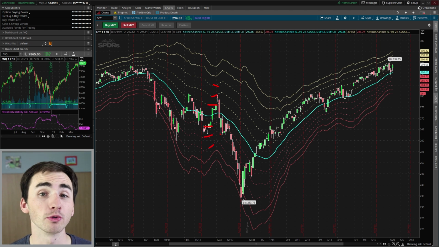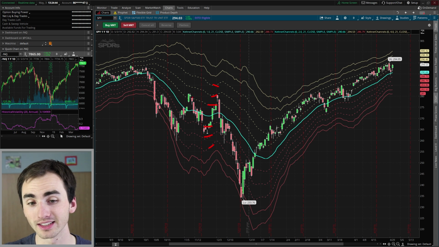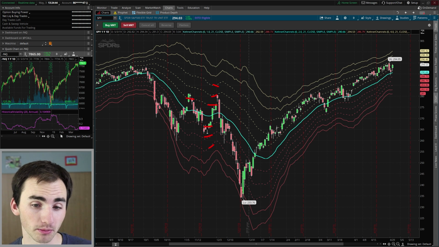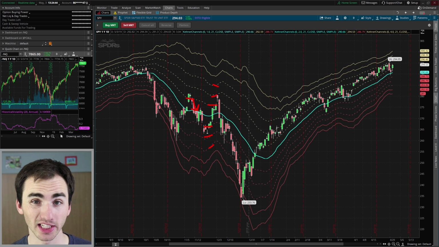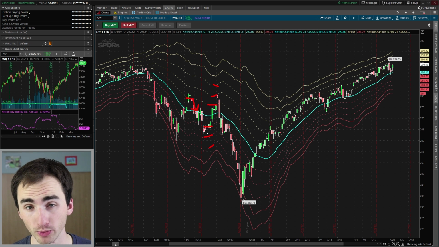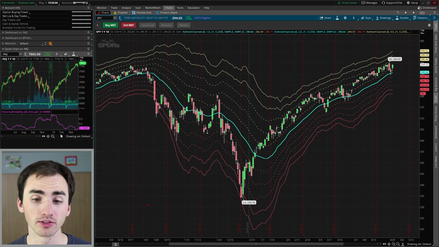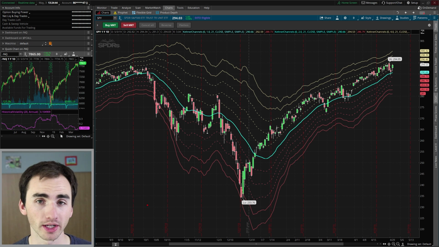This is why you don't want to necessarily think, oh, it's come this far away from the mean, I should short it because it's more likely it's going to go back to the mean. Just because it's X far away from the mean doesn't mean that the stock isn't going to keep going that direction. But this indicator is great for keeping you on the right side of a trade.